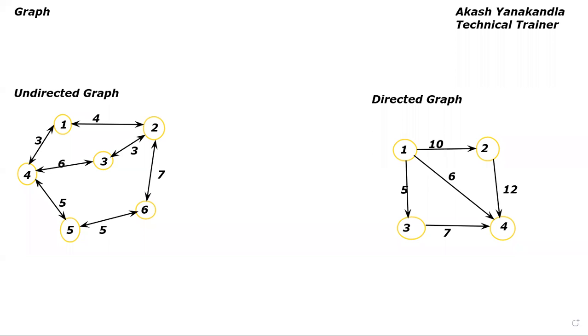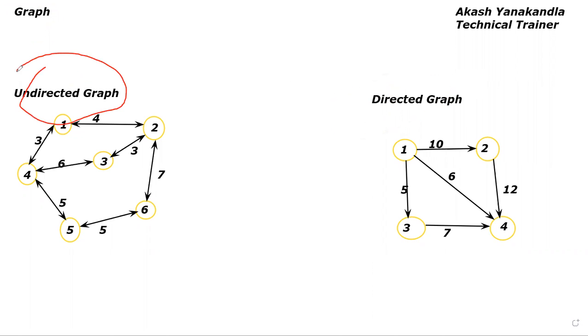In the previous session, we discussed the introduction of graphs. Now, in graphs, there are two types: undirected graph, and another type we have is directed graph.